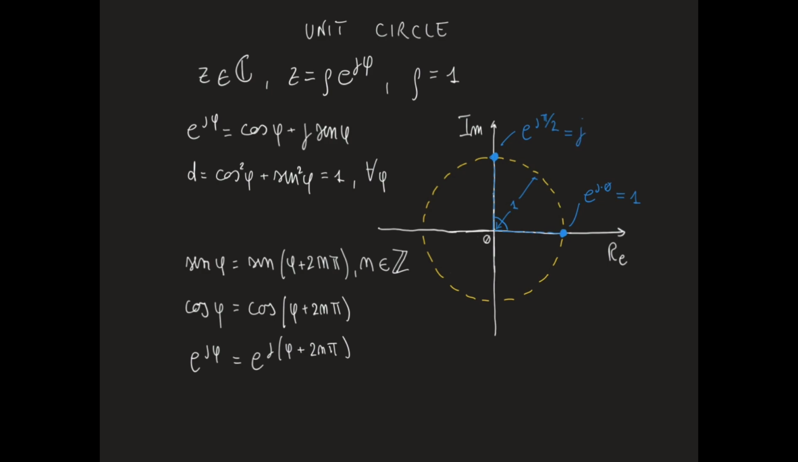E to the j pi is a point on the negative real axis with modulus 1, therefore it is equal to minus 1. E to the j 3 pi divided by 2 is a point on the negative imaginary axis with modulus 1, so it is equal to minus j. Of course, given the periodicity of the exponential function of a purely imaginary complex number, e to the j times 0 is equal to e to the j 2 pi.